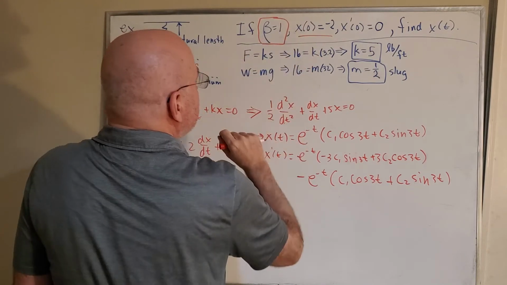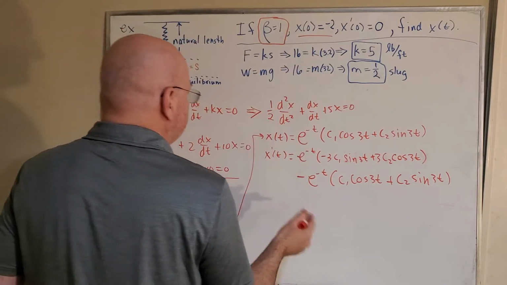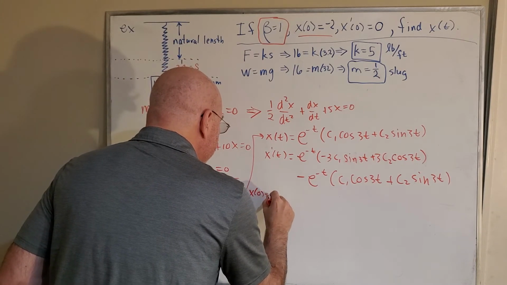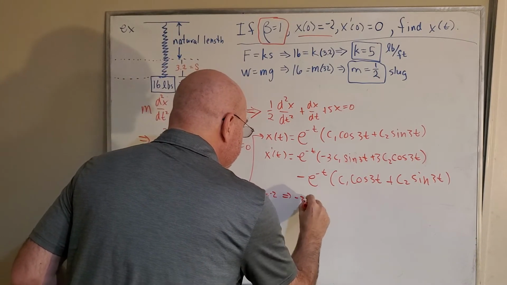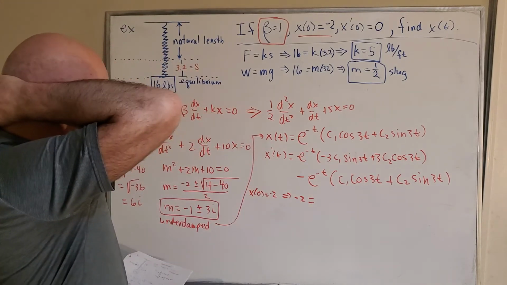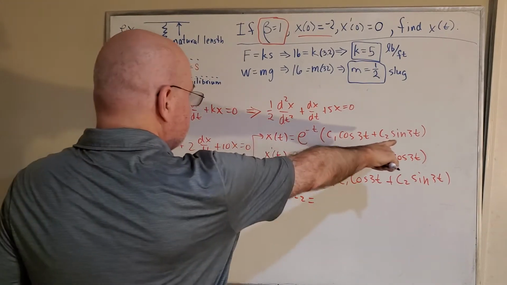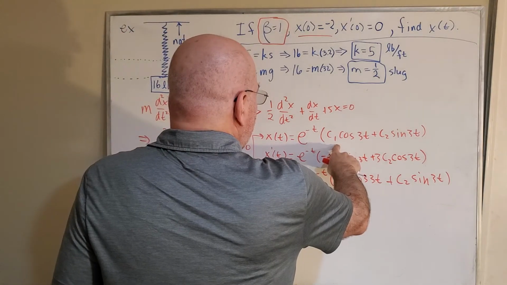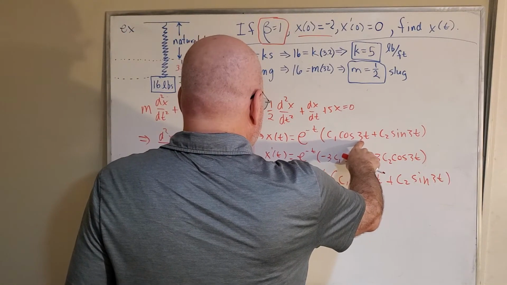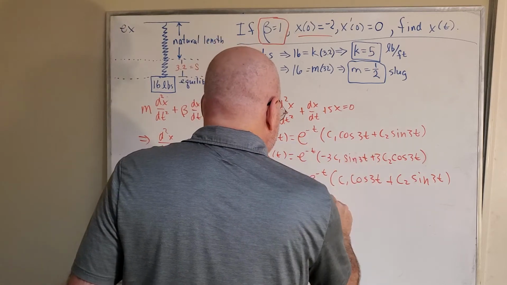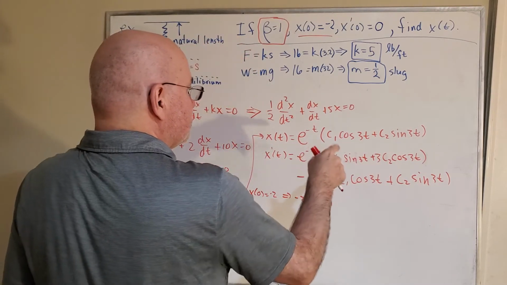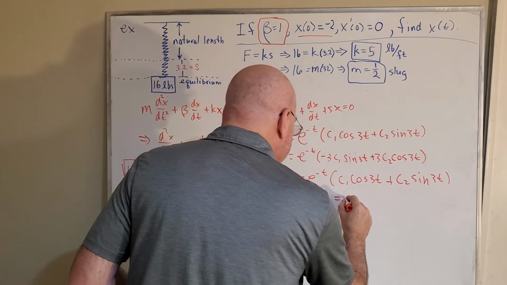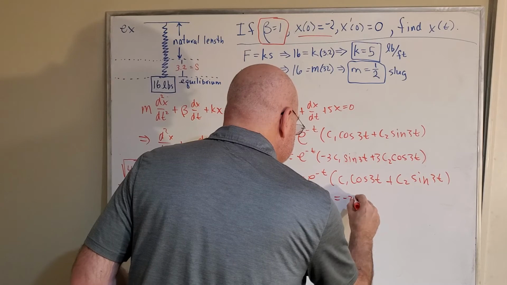So at time 0, the position x is negative 2. So I'll write x of 0 equals negative 2 implies that negative 2 is equal to, now let's plug a 0 for t into this equation. E to the 0 is just a 1. c1 cosine 0, that's c1, plus c2 sine of 0 is 0. All right, so we've got c1 equal to negative 2. That was easy.